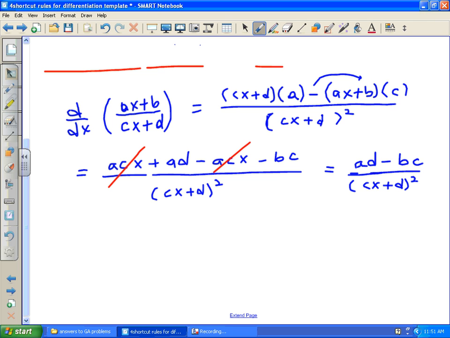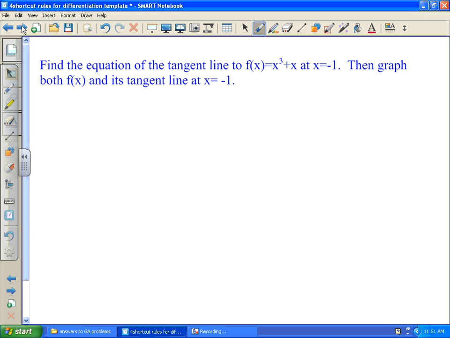Okay, that one looked a lot more difficult, but it was really easy if you realize that you're taking the derivative with respect to x, and you treat a, b, c, d as constants. Okay, a couple extra questions. For instance, writing the equation of a tangent line to the given function at the given point. So now that we know the shortcut rules, these types of questions are not going to take us that long.